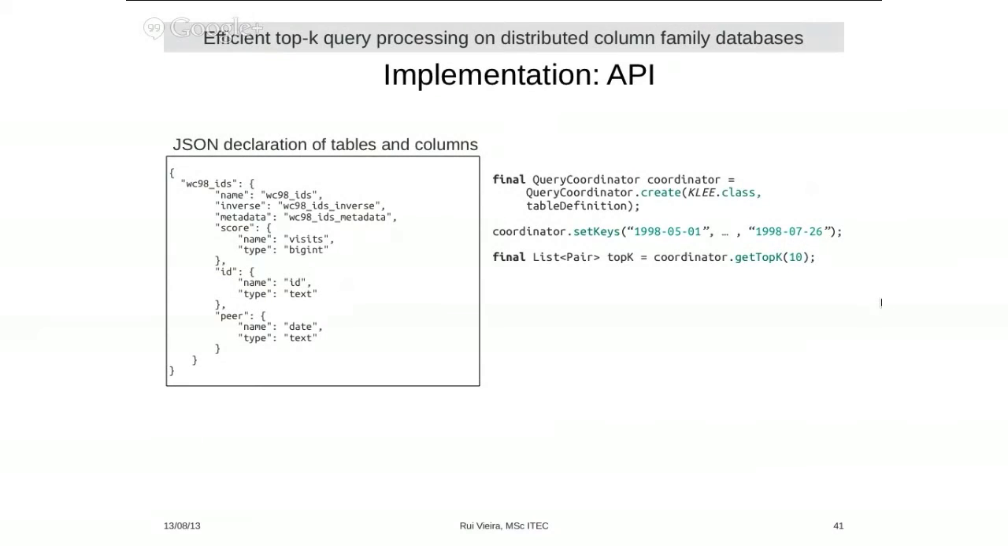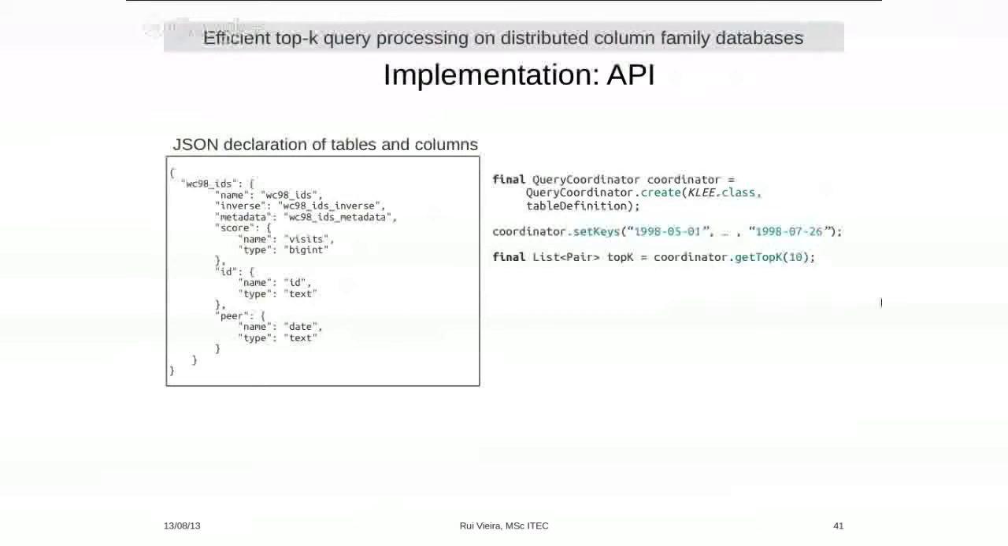So the API to do the top K queries tries to be as simple as possible. We just create a JSON file with the general overview of the tables we're interested in. It doesn't even have to have all the columns you want. It just has to have three main columns: which column is the score, which is the object ID, and which defines the peer.